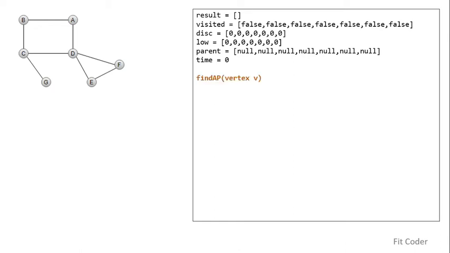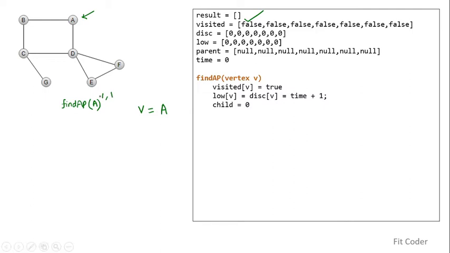So let's start our traversal from vertex A. The first step is we mark the node as visited. So we mark A as visited. Then we set low time and discovery time to time plus 1. Time is 0, so both of these will be 1. So let's say we have this function findAP. We call it for A. Time is 1, 1. First is discovery time and second is low time. We have a variable child which we initialize to 0.